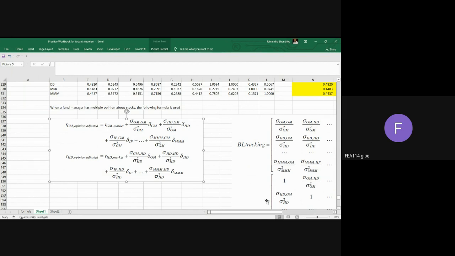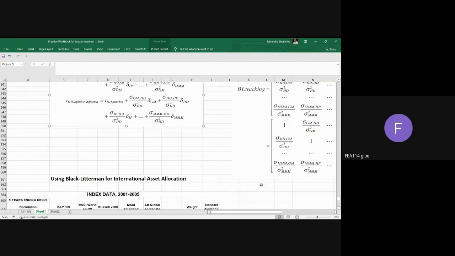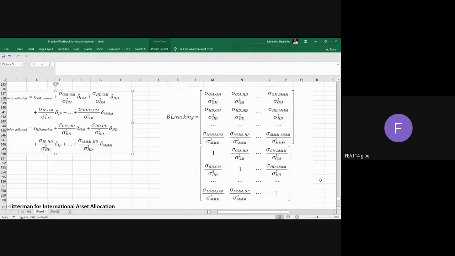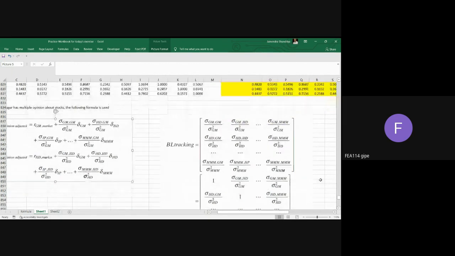Now that you have this tracking matrix, what formula do you use? If you have the tracking matrix, you just multiply that tracking matrix with the proportion and you get the actual return, which is what. So I will show you that also. I think that is not shown here. Let me check.